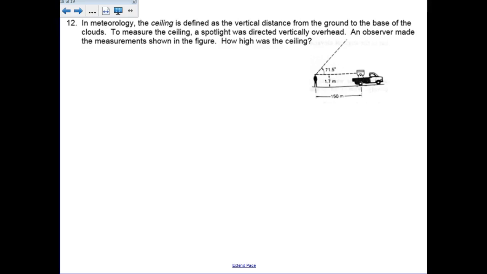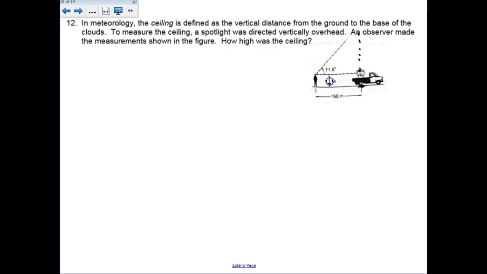All right. One more. Oh, I love this question, because I like weather. All right, so in meteorology, a ceiling is defined as the vertical distance from the ground to the base of the clouds. So what they're going to do is shine a spotlight straight up. And they can measure this distance pretty easily. They just need to walk it. And they know, because they can also measure this, that the spotlight to the actual ground is 1.7 meters.